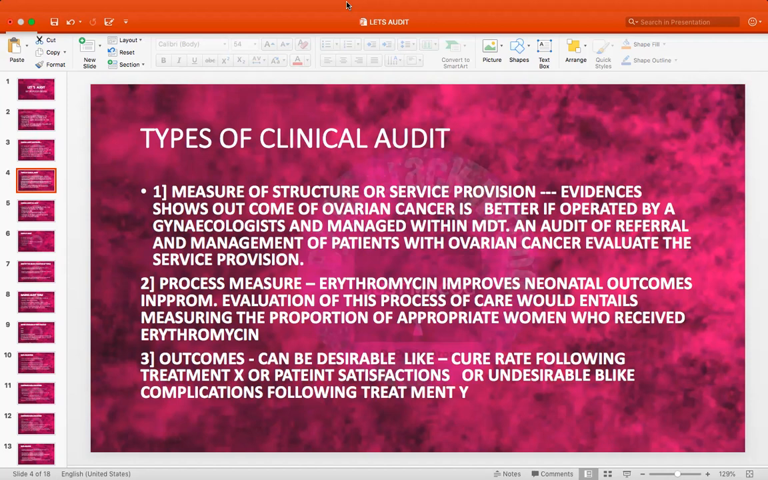It may come in teaching. Your junior may ask, what all kinds of audits do we do? The answer would be: we do three different kinds of audits. First, structure and service provision audit. Second, process audit. Third, outcome audit. So basically there are three types of audits: structure and service audit, process audit, and outcome audit. Just remember that, just note it down, because if your junior asks, you should not be blank.